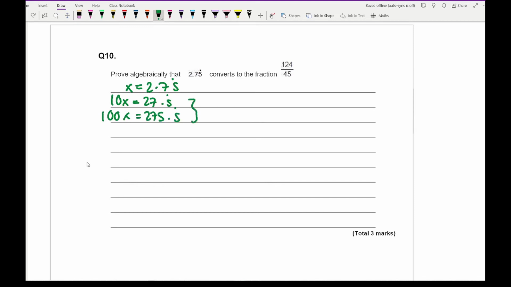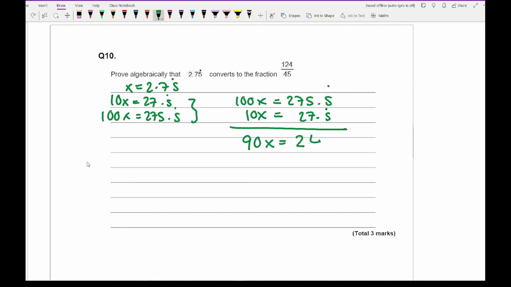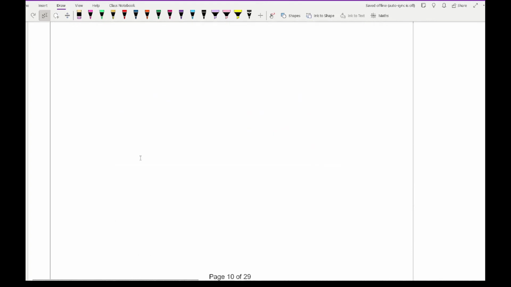Then using these two and flipping them, I get 100x equals 275.5 recurring. 10x equals 27.5 recurring. Take the two things away and end up with 90x equals 248, and then x equals 248 divided by 90, which simplifies to give me 124 over 45, which is what they wanted me to prove.